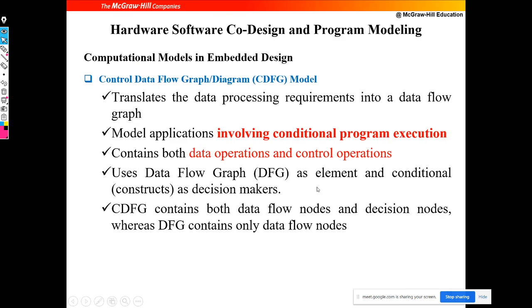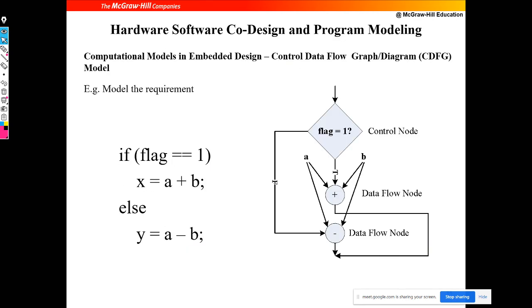Then we have something called a control data flow graph. As the name suggests, it has an additional component of control. If you think about it, your entire program, however complex it is, is just a data flow graph. In addition to the data flow graph, you need one if condition. With if condition support, your data flow graph can represent any complex program that you have written. So a control data flow graph is nothing but a data flow graph with a control statement.